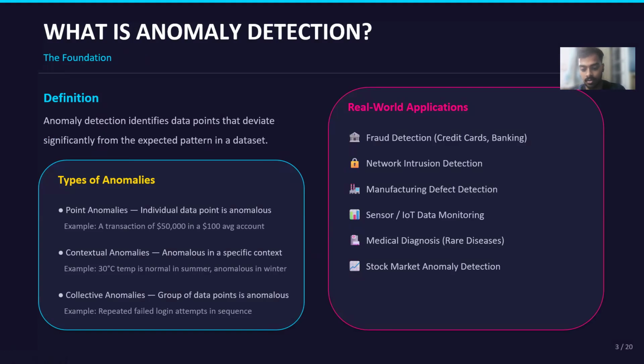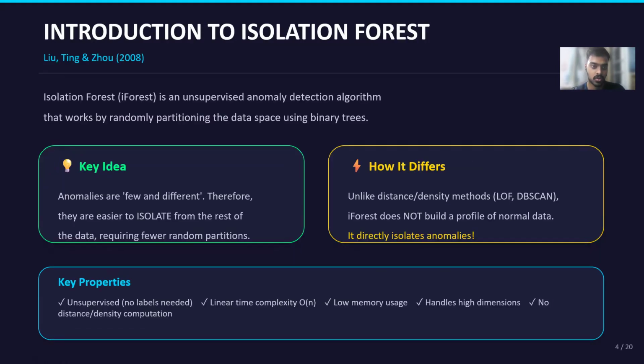So, anomaly detection. Anomaly detection is the process of identifying data points that significantly deviate from expected patterns. There are mainly three types: point anomalies, a single unusual value; contextual anomalies, unusual in a specific context; and collective anomalies, unusual patterns in a group. This concept is widely used in real-world applications such as fraud detection, network security, medical diagnosis, sensor monitoring, and many more. So let's introduce ourselves to isolation forest.